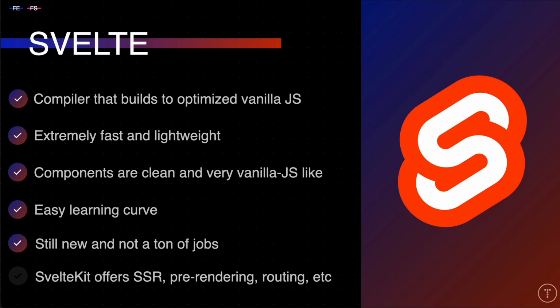Now, the ecosystem for Svelte is really small because there's an official meta framework called SvelteKit that pretty much includes everything you need to build a full stack application. You can build SPAs, SSR, static websites. It handles all the routing, the building, the dev server, and much more.